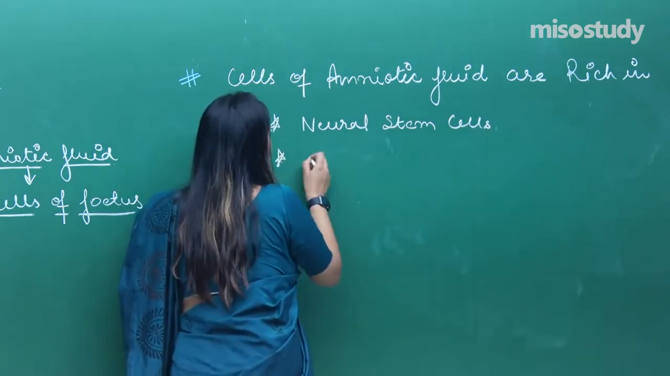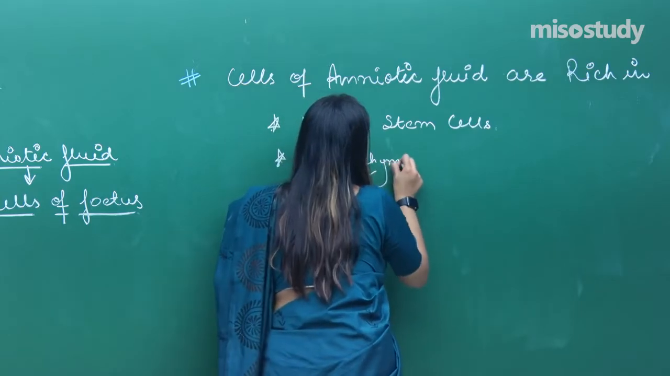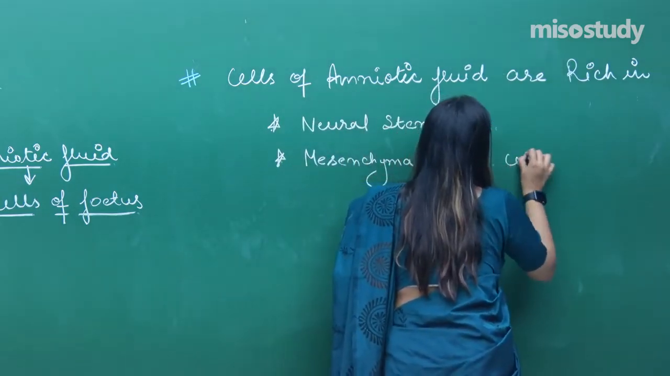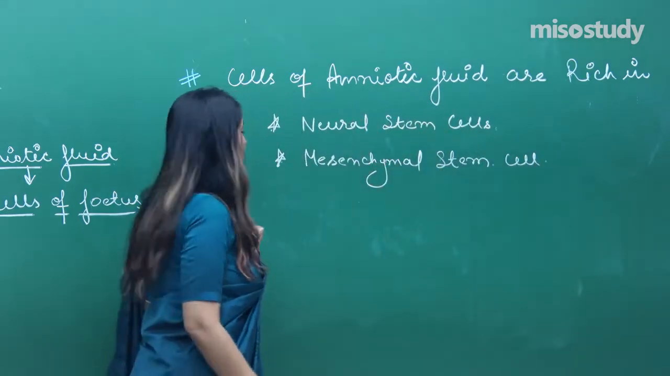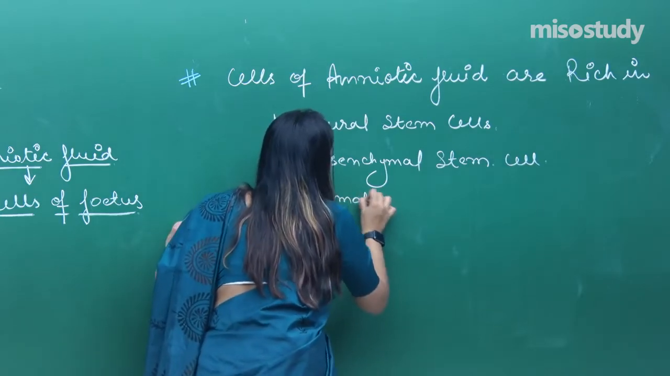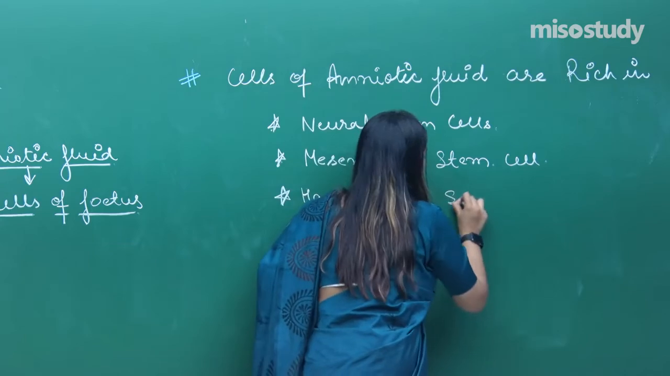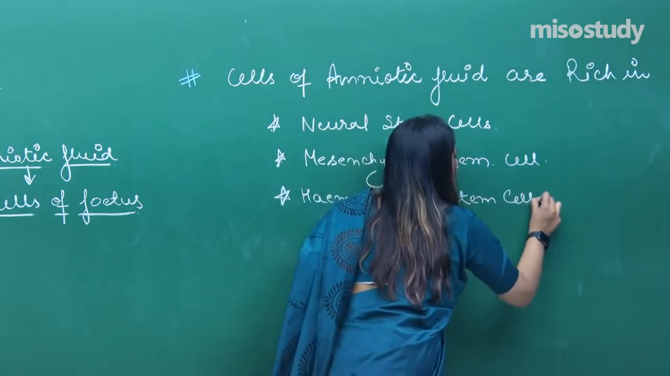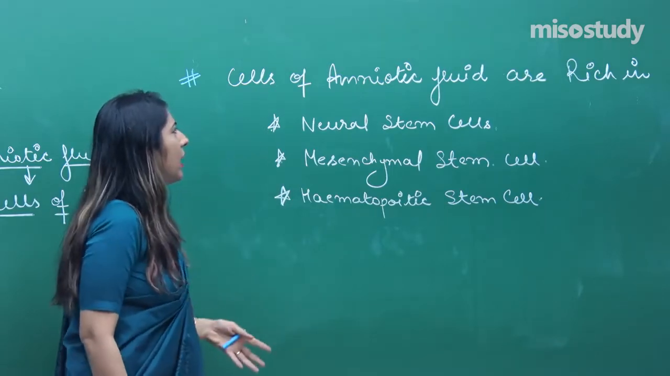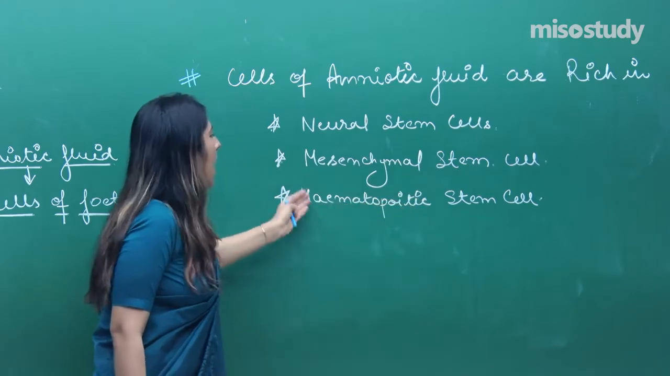So there are mesenchymal stem cells. They are a rich source of mesenchymal stem cells. One very important part, they are a rich source of hematopoietic stem cells, right? So there are so many stem cells they have. I have already talked about the three. So the cells of amniotic fluid are rich in neural stem cells, mesenchymal stem cells, and hematopoietic stem cells.